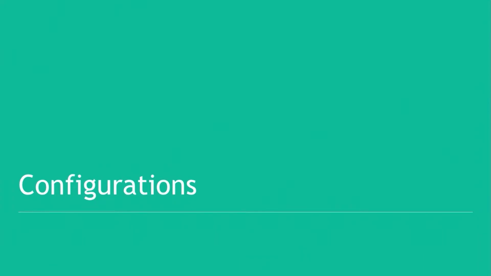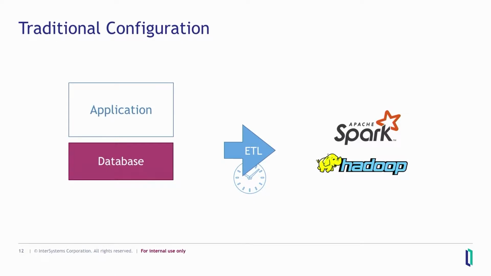So, some configurations. The traditional configuration you will find very frequently on the internet is that you have Hadoop as your persistent storage, and people work with CSV files. So they will have an ETL process that will export the data from, I don't know, a database, and put it on some files in Hadoop.